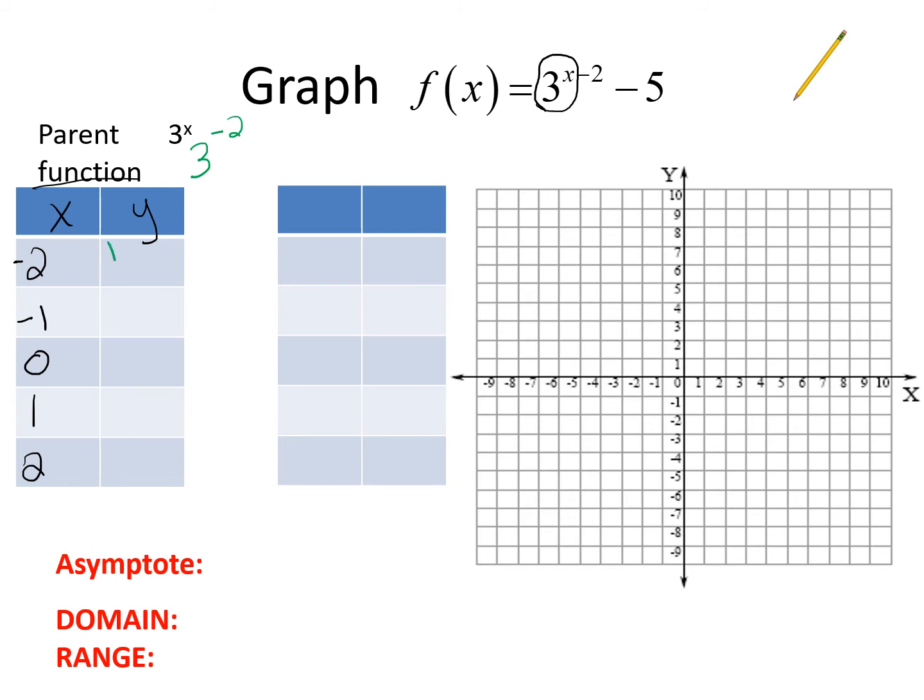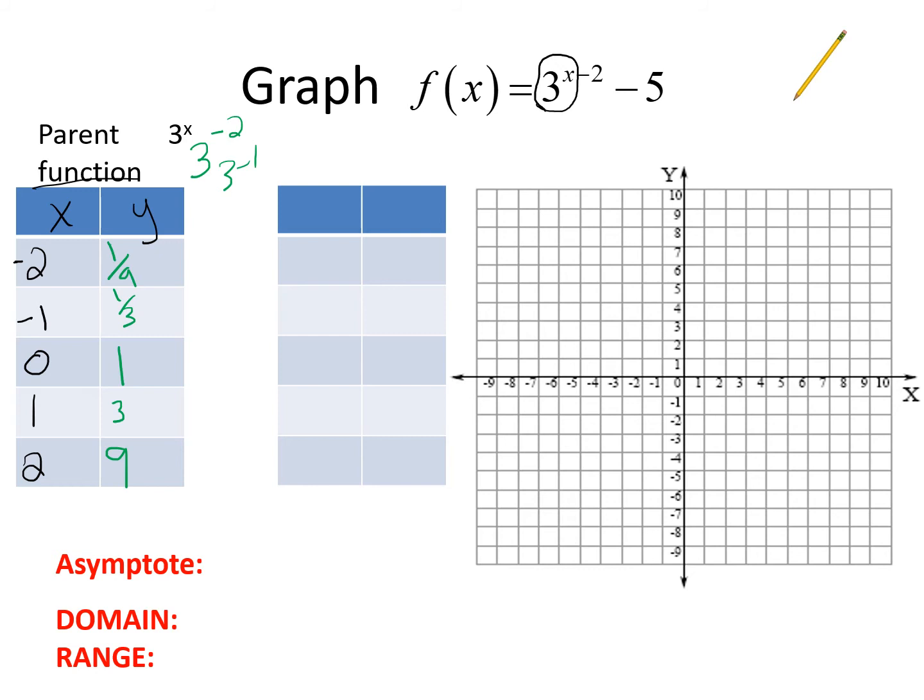So we're going to get 1/9. And then if I do 3 to the -1, I would get 1/3. 3 to the 0, which is just 1. 3 to the first, which is 3, and 3 to the second, which is 9. So there's our parent function.